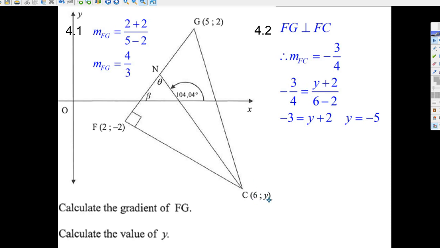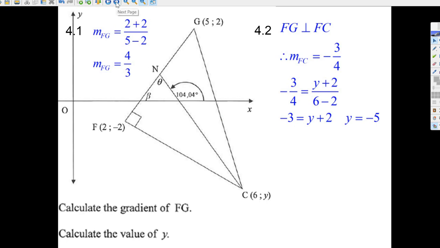Then I just use the gradient formula. I go y minus 2 over y plus 2, I go 6 minus 2. There it is, that's the gradient of FC. And if I solve for this, I'll get y. Well, this isn't too hard. 6 minus 2 is 4. Then I multiply by 4. It cancels here. I multiply by 4 here, and it cancels there. So I just get minus 3 equals y plus 2. If I subtract 2, y is minus 5.